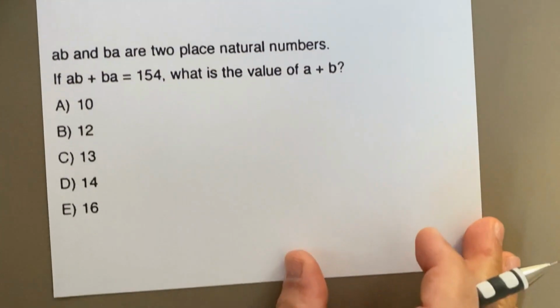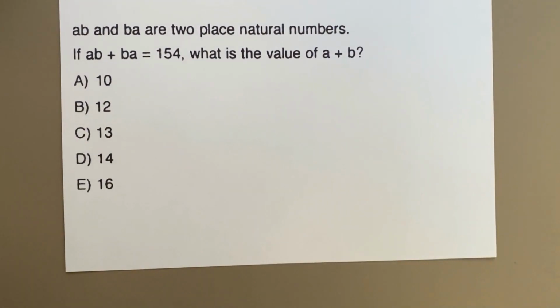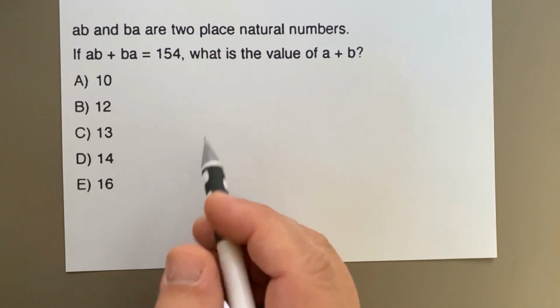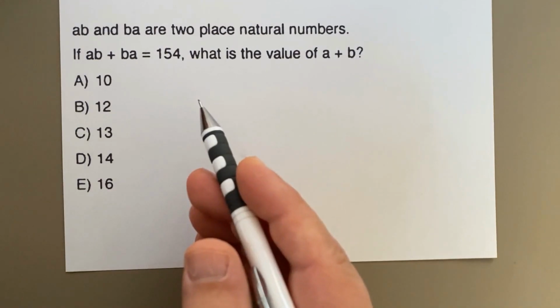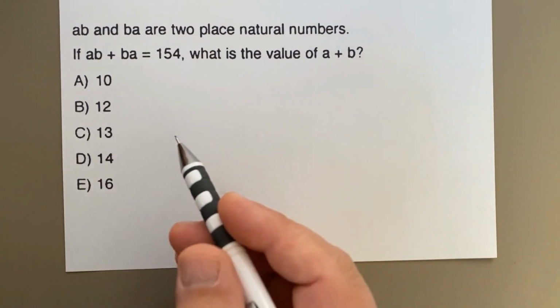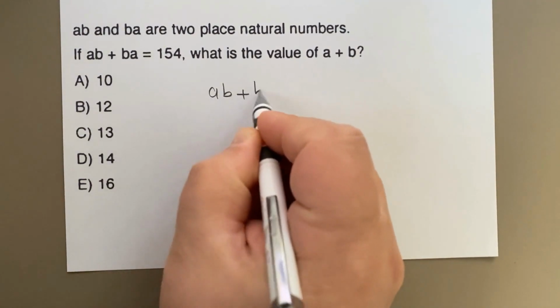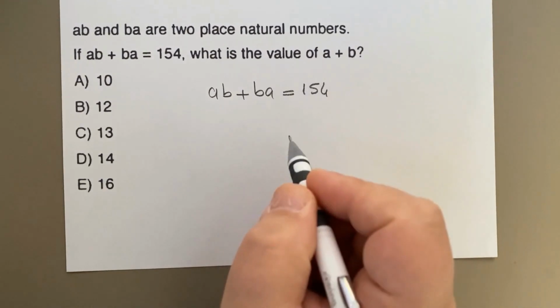Now, let's take a look at this question. Let's read the question carefully. AB and BA are both two-digit natural numbers. If their sum is 154, what is the value of AB? Bringing the question here, AB plus BA equals 154.